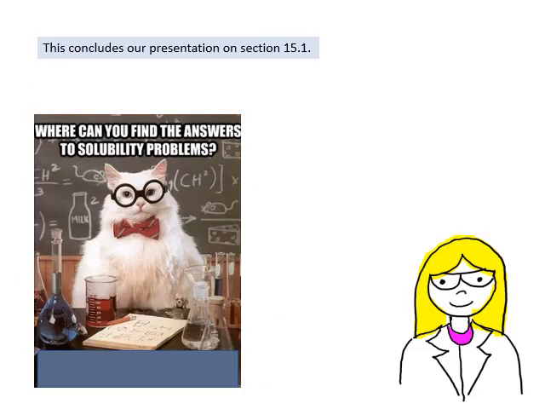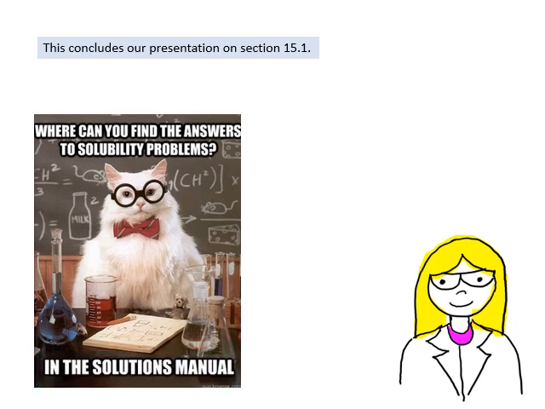This concludes our presentation on section 15.1. Now you know where you can find the answers to all your solubility problems. Of course, they'll be in the solutions manual.